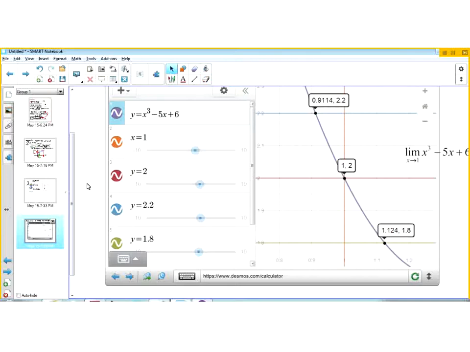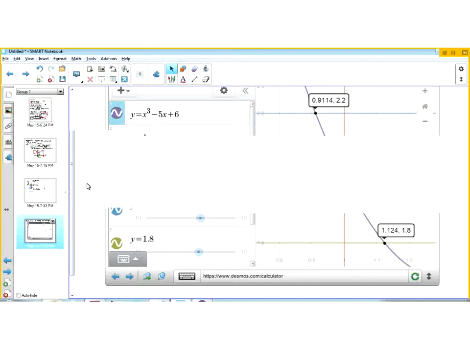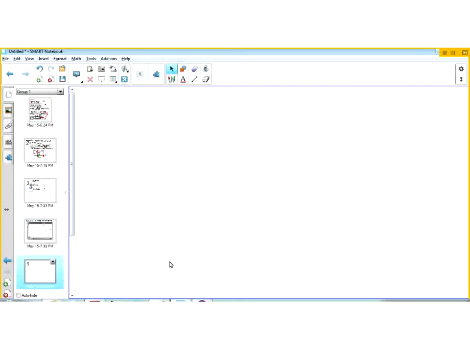All right, so next slide. Let me draw the function. Let me grab a picture of the function.